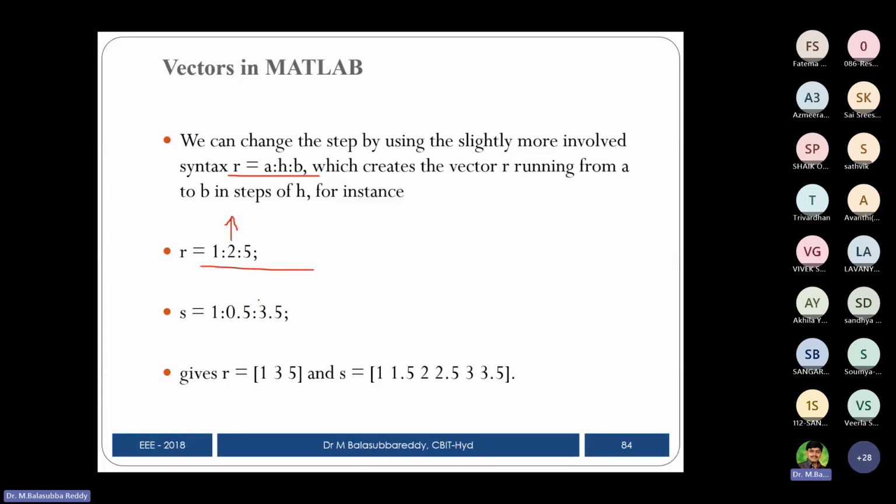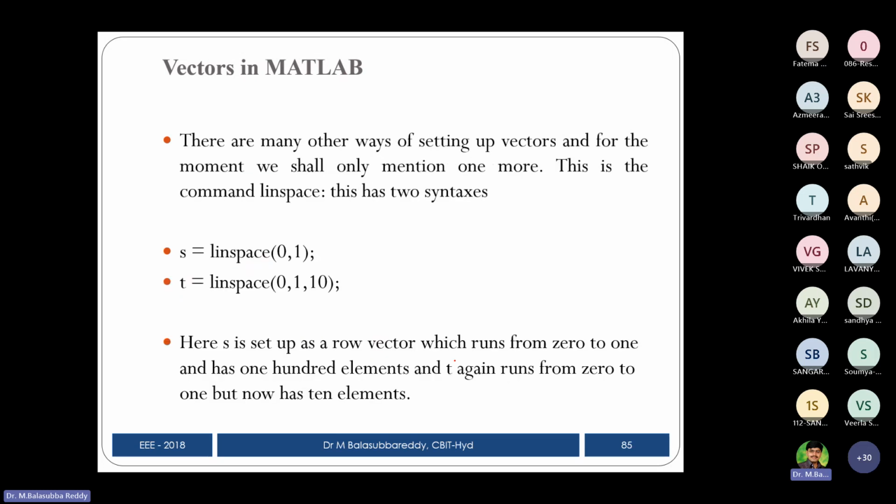For that, you can see another example: 1 colon 2 colon 5. The first value is 1, the second value is 1 plus 2, that is 3, then 3 plus 2 is 5. This is the vector created automatically if you execute this statement. In a similar fashion, you can see 1 colon 0.5 colon 3.5. The starting value is 1, then adding the 0.5 increment gives 1.5, then 2, 2.5, like this.